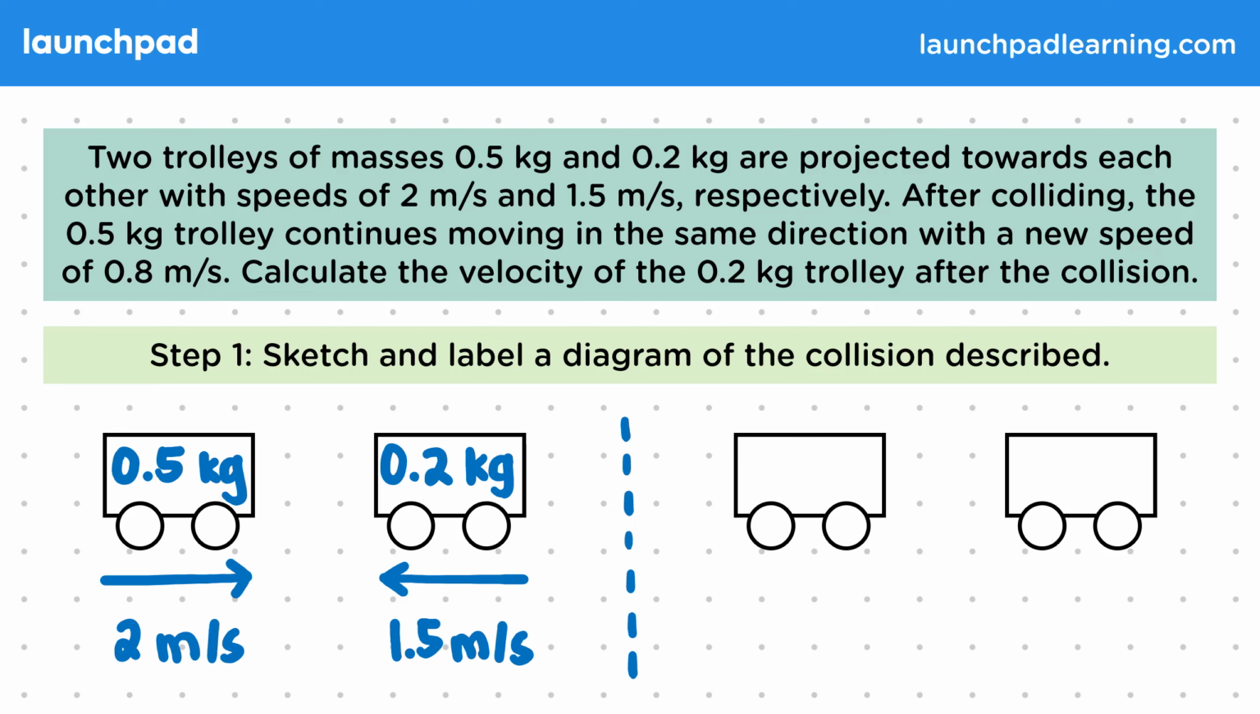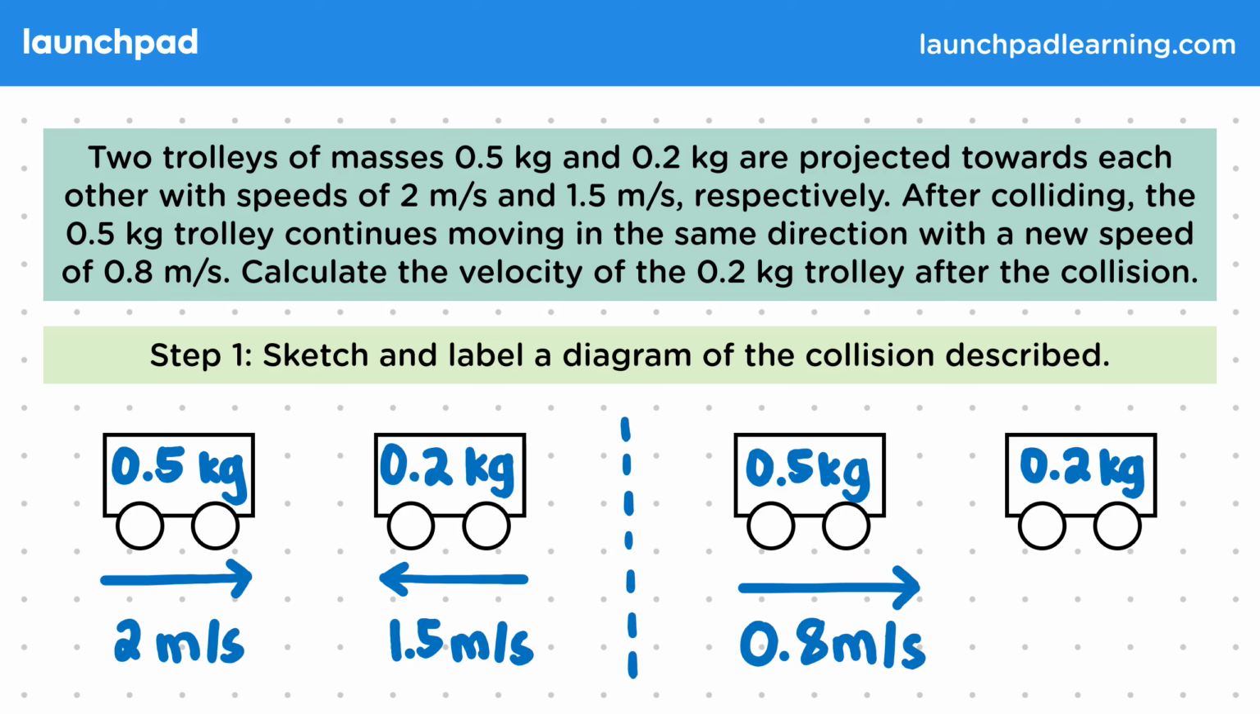Next, let's see what information we can list for after the collision. Firstly, we know that the trolleys will still have masses of 0.5 kilograms and 0.2 kilograms. Then we're told that the 0.5 kilogram trolley continues moving in the same direction, so it still moves to the right. We're also told it has a speed of 0.8 meters per second, which will be positive.